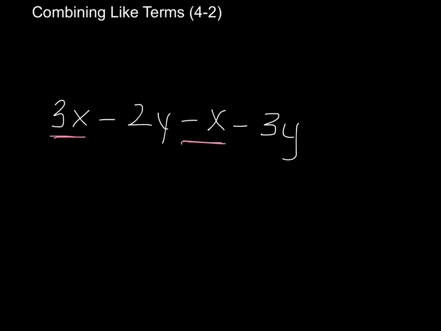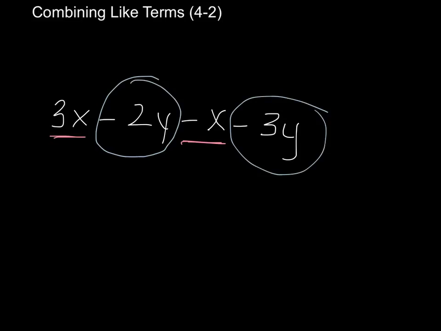Now, combining like terms is something that you all have been looking at for quite a while, and you've got a lot of different strategies for figuring this out. So, for example, if you had something that looked like 3x minus 2y minus x minus 3y, one of the strategies that some of you have been using is to underline the terms that are the same and maybe circle other terms that are the same.